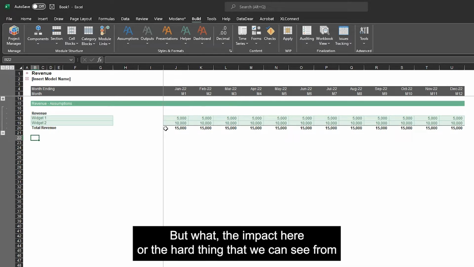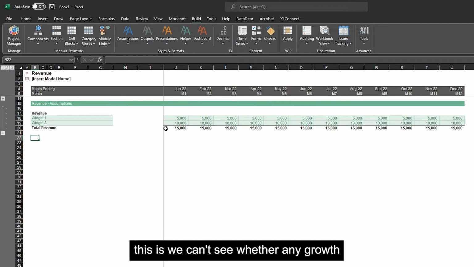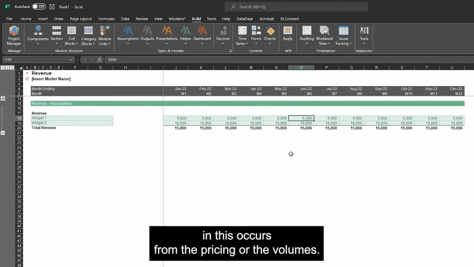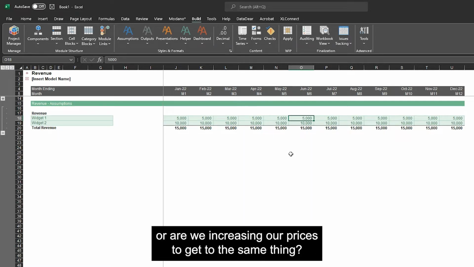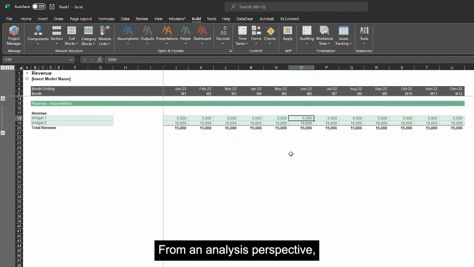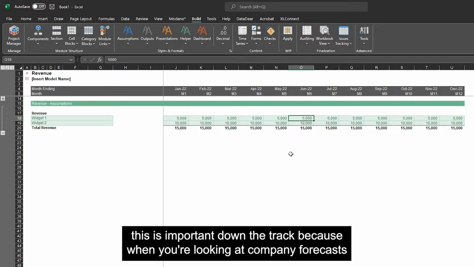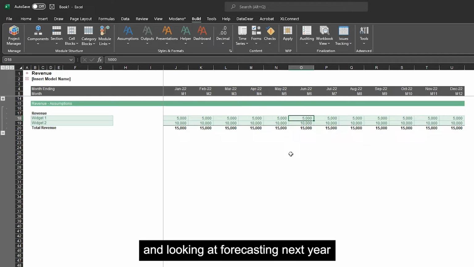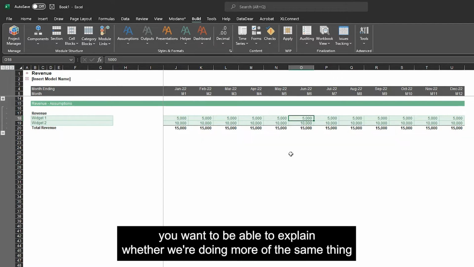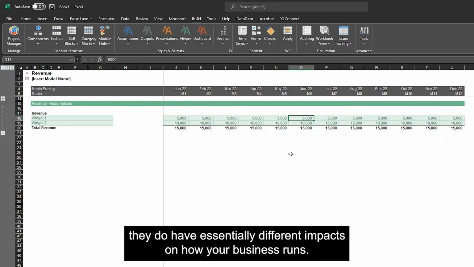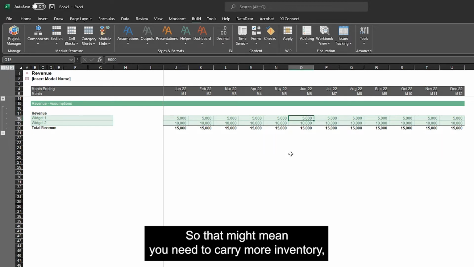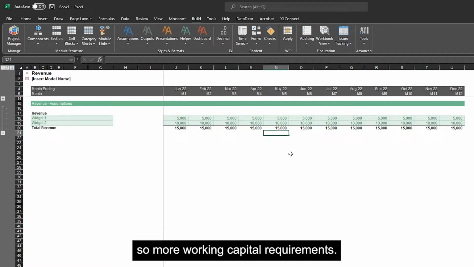But the hard thing that we can't see from this is whether any growth occurs from the pricing or the volumes. So are we selling more, or are we increasing our prices to get to the same thing? From an analysis perspective, this is important down the track, because when you're looking at company forecasts into next year and explaining that to stakeholders, you want to be able to explain whether we're doing more of the same thing or we're changing prices, because they do have potentially different impacts on how your business runs. That might mean you need to carry more inventory, so more working capital requirements.